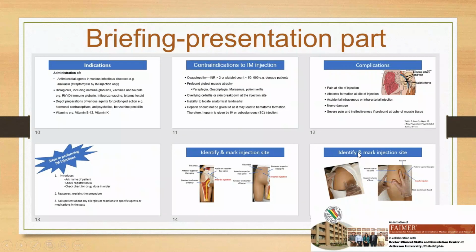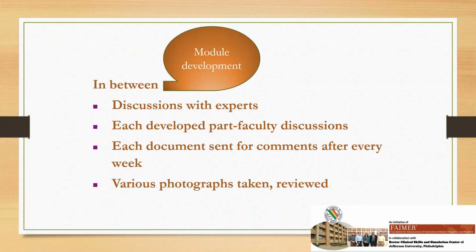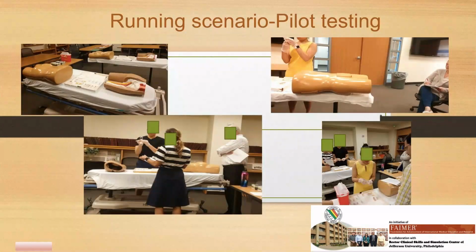Based on that, the first part was the briefing presentation. When a batch of students comes, first we brief them on what the learning objectives are today, what we are going to do, and all the steps. We go through all the steps with the group of students. In between, we had discussions with experts. For each developed part, we had faculty discussions. Each document was sent for comments after every week. So every week the finalization was done and it was sent to the experts in that area. We have some international experts who are leading in these areas. Then various photographs, as I told you, thousands and thousands were taken.